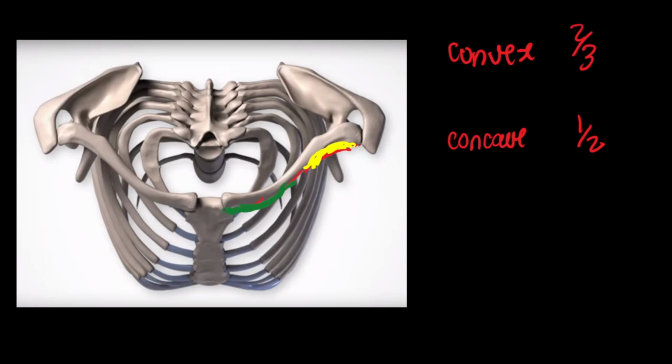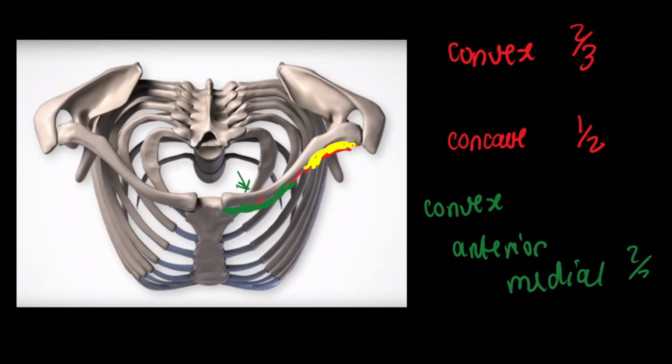Okay, anteriorly the clavicle is convex at its medial two-third. However, looking at the posterior surface, we can see that it is concave. So we have to be specific in anatomy. We would say that the clavicle is convex on the anterior medial two-third, and it is concave on the anterior lateral one-third.